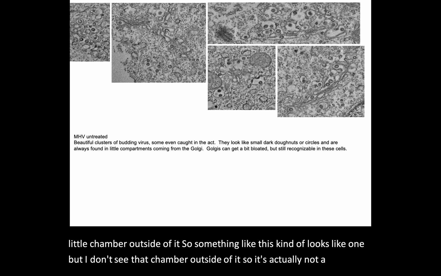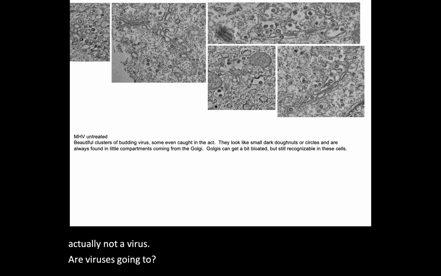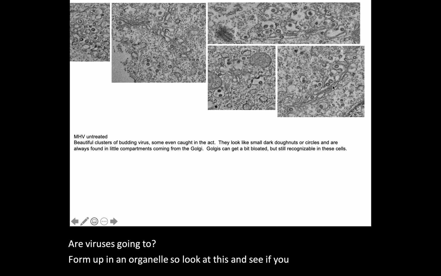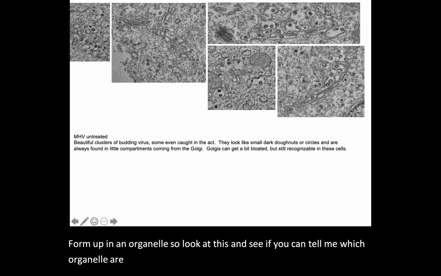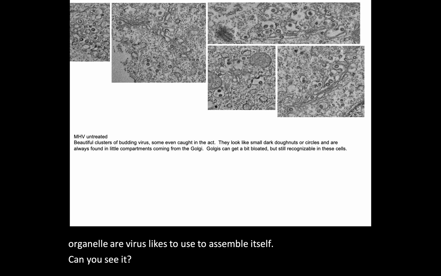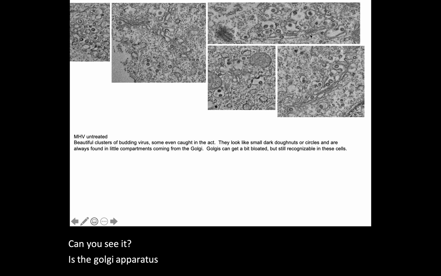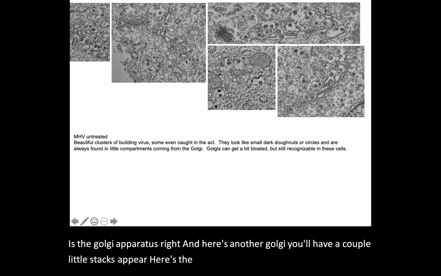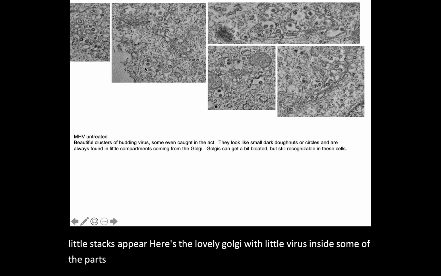Our virus is going to actually form up in an organelle. So look at this and see if you can tell me which organelle our virus likes to use to assemble itself. Can you see it? It's the Golgi apparatus, right? And here's another Golgi. You'll have a couple little stacks up here. Here's a lovely Golgi with little virus inside some of the parts. And here's a little chamber from the Golgi just full of brand new virus particles. And there's some little viruses inside these little chambers.